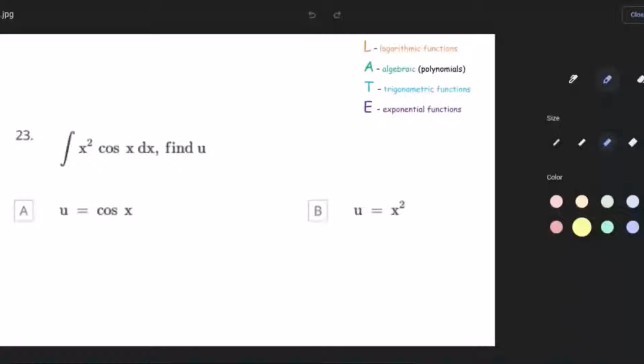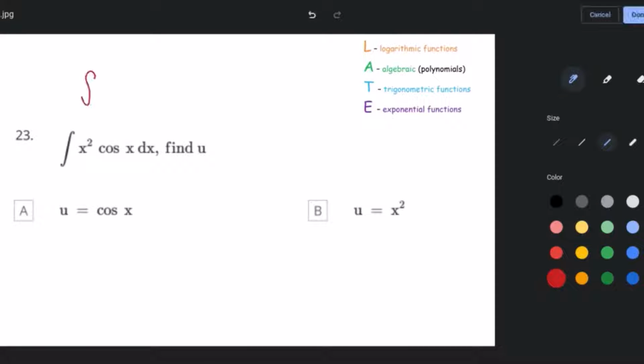The indefinite integral of x squared cosine x dx. Find u. In order to find u, we need to know the integration by parts rule, which is the indefinite integral of u dv. So basically we need to know the u. The u always comes based on the ILATE rule.